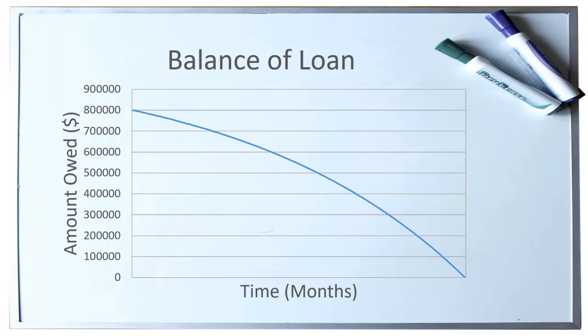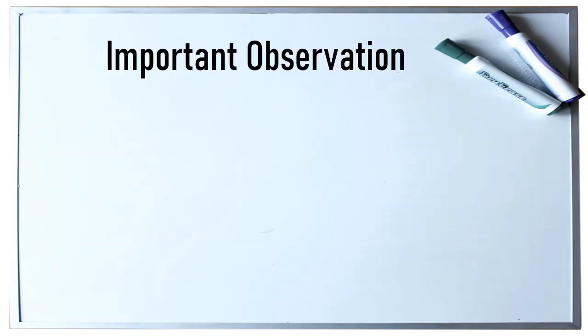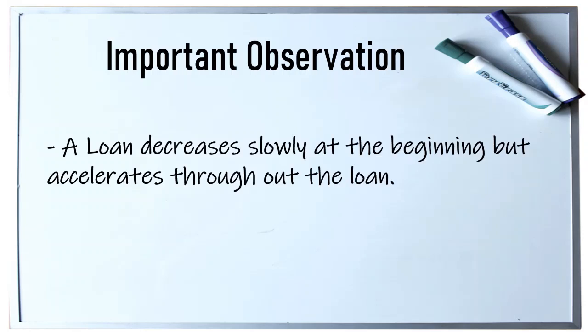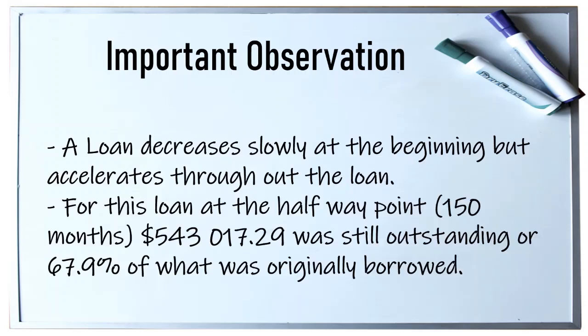Some important observations. A loan decreases slowly at the beginning, but accelerates throughout the loan. For this loan, at the halfway point, so this was 150 months, $543,017.29 was still outstanding out of the original $800,000. So that means 67.9% of what was originally borrowed was still outstanding at the halfway point. Now, the important thing here is not the 67.9% because that will vary depending on the conditions on the loan. It's that at the halfway point, you will still owe more than half.